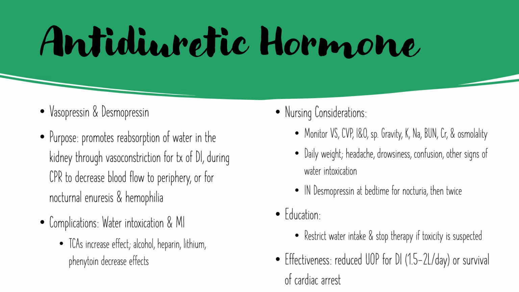All right, so effectiveness, we're going to hope to see a reduced urine output, so they're not peeing all the time, for patients that have diabetes insipidus. So our goal then is going to be 1.5 to 2 liters a day that they're urinating, because they can pee 4 or 5 liters in a day, which leads to the dehydration issue. So this is all trying to correct the dehydration issue and help them not be so dehydrated, retaining that water. So all of our complications and issues that we want to monitor for is for too much water.